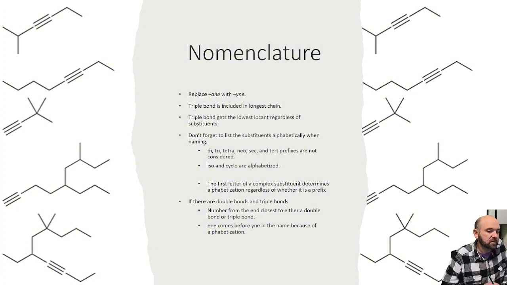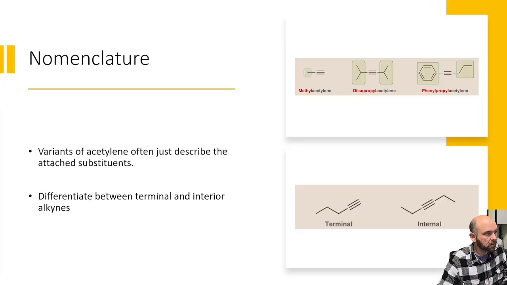If there are double bonds and triple bonds, we probably will run into some of these cases. Always include both when determining the longest chain. Number from the end closest to either a double or a triple bond. And "-ene" always comes before "-yne" in the name, and that's simply due to alphabetization. We'll see some practice on the next slide.